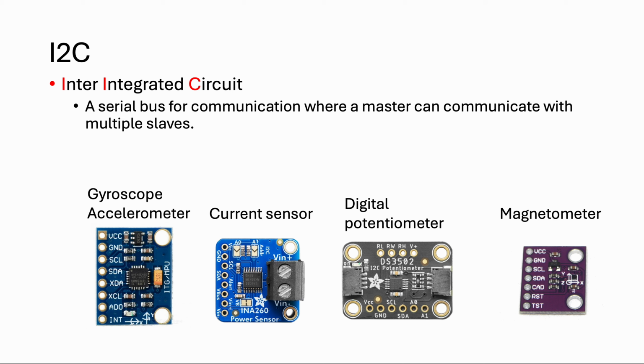We can see here some examples of the devices that use I2C: gyroscope and accelerometer sensors, current sensors, digital potentiometers, and magnetometers. These are just some examples of the sensors that sometimes, instead of using analog to digital conversion, are programmed or use a chip that sends the data through I2C.